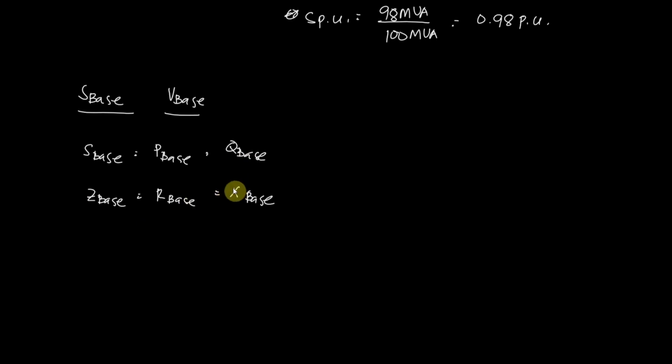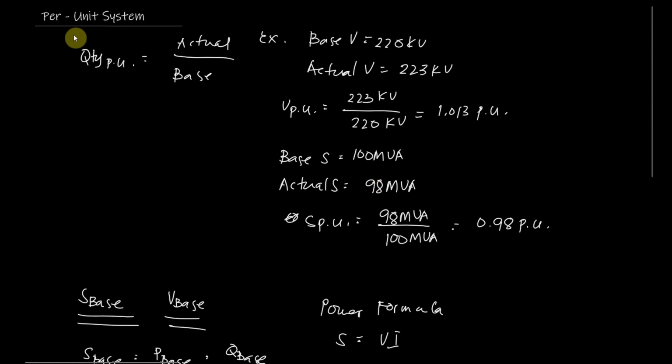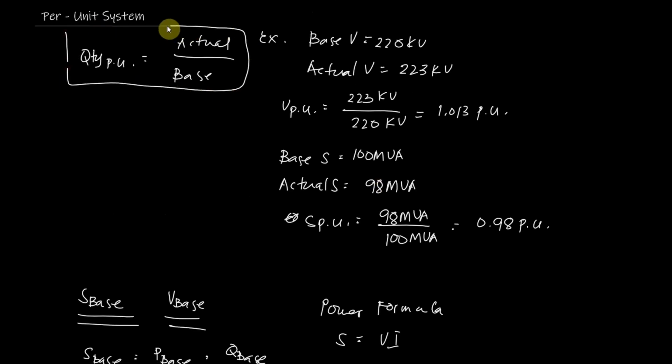Okay? So, from these two base quantities, itong ating base power at yung ating base voltage, and using the power formula, so power formula na S is equal to V times I, so makukuha natin yung ating base current. So, I base is equal to S base divided by V base. Okay? So, ang una nating equation na kailangan itandaan is itong isa na to is equation 1.